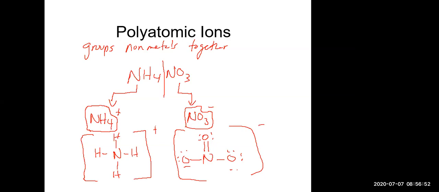Just so happens this overall thing has a +1 charge, just like this nitrogen. 3 oxygens will never fall apart because they're sharing electrons. So they always move as a unit. But as a whole unit, this guy has a +1 charge. This guy has a -1 charge, which is why when we put it together in the formula, we technically only need one of each. And each of these guys have a special name. This is what is known as the ammonium ion. This is what is known as the nitrate ion.